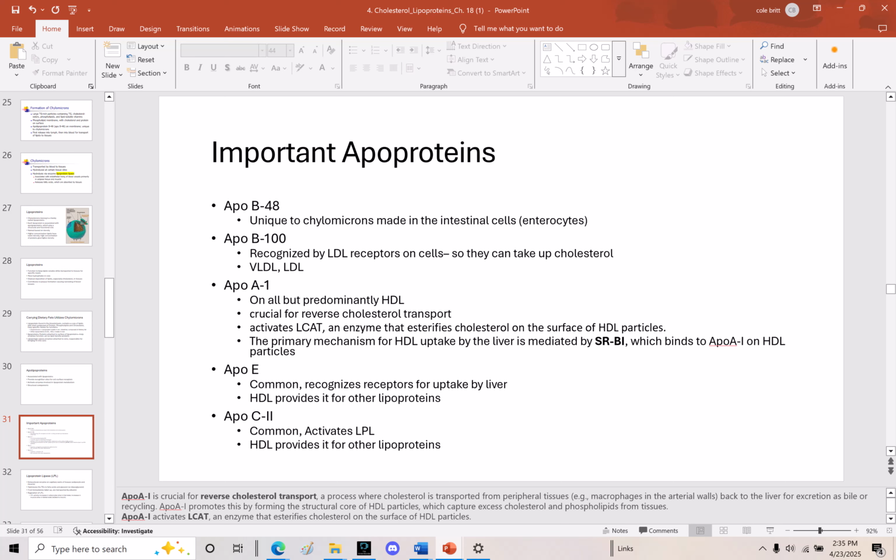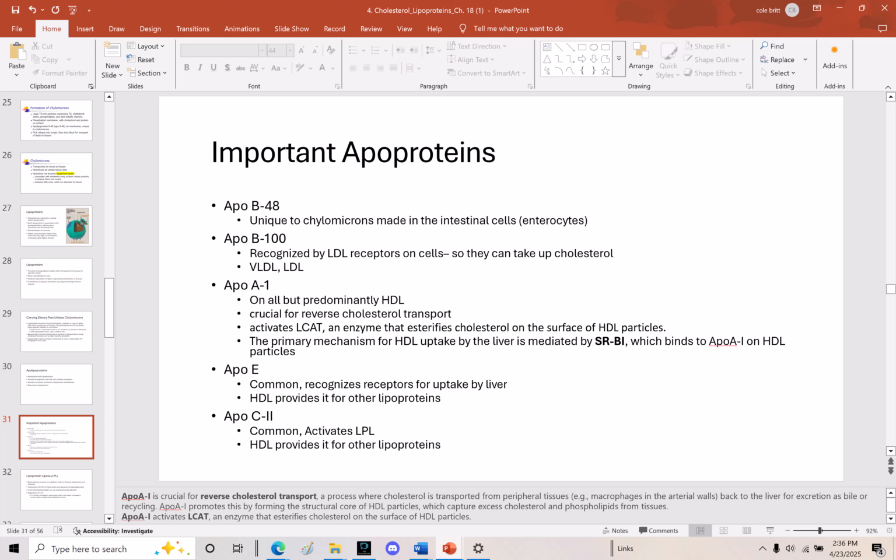ApoA1. This one is specific to HDL. HDLs, by the way, are important for what's called reverse cholesterol transport. So if LDL is carrying cholesterol to tissues, HDL reverses that. It takes cholesterol from tissues and brings it back to the liver. So that's why HDL is good cholesterol. It's doing reverse cholesterol transport.